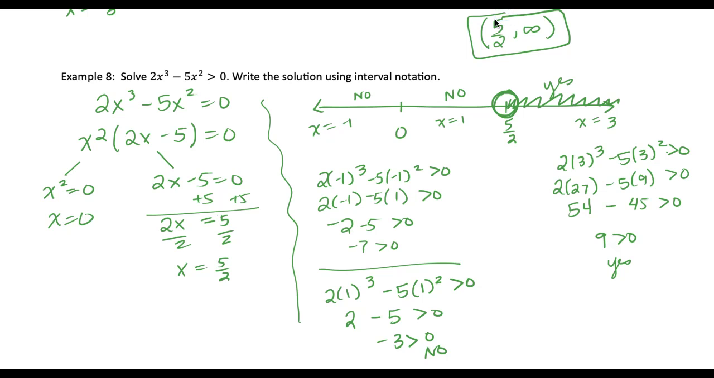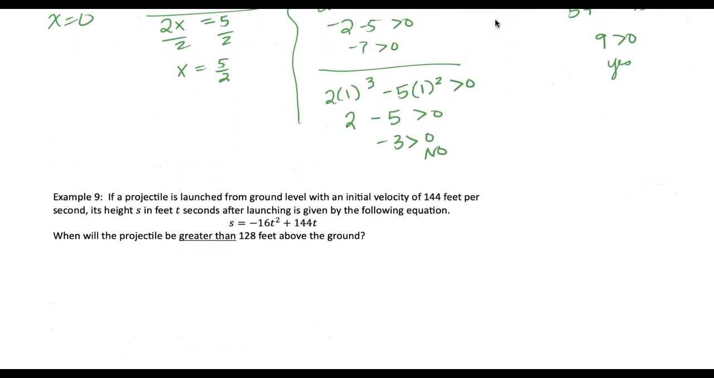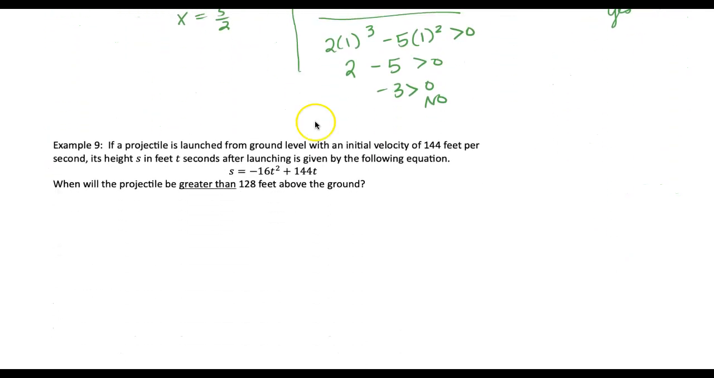Let's take a look at one more example, example 9. A word problem. A projectile is launched from ground level with the initial velocity of 144 feet per second. Its height is in feet, so kind of keep in mind the feet and the feet label match, so we don't have to convert from feet to inches or meters. T seconds after launching. And our equation for height is height equals -16 t squared plus 144 t. And our height is the variable s, it's in feet. Our t is the variable time, and that's in seconds.